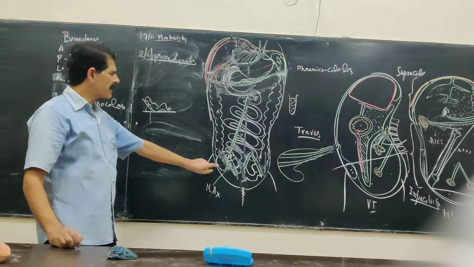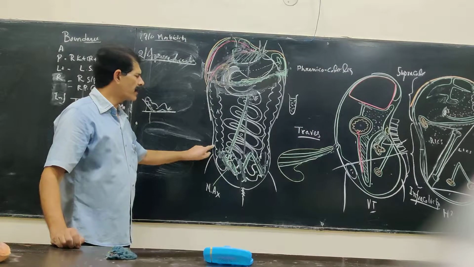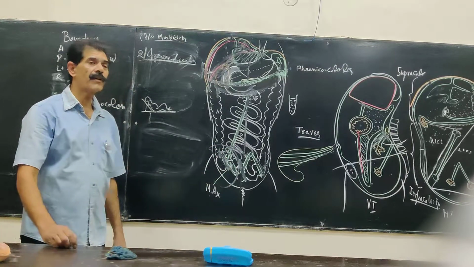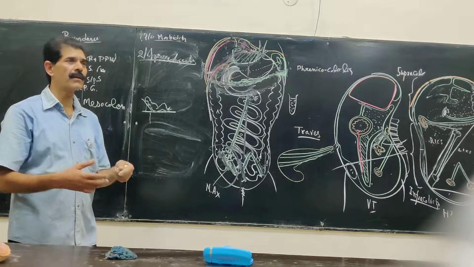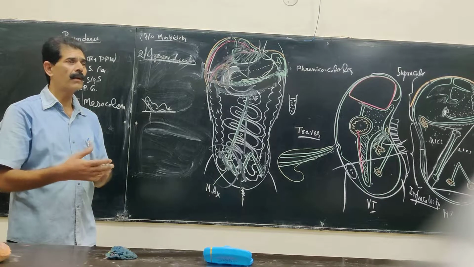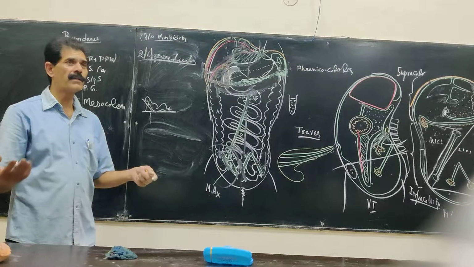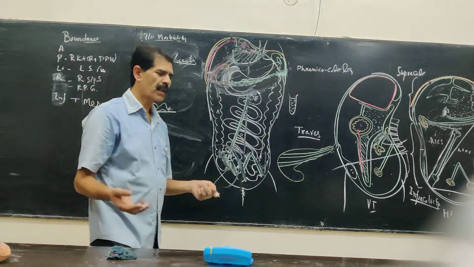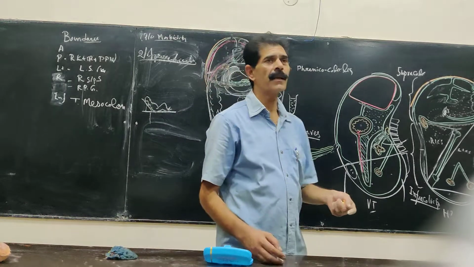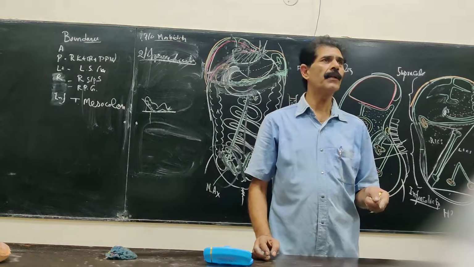So we know the appendix lies in the right iliac fossa or right inguinal region. It's a very painful condition. You may expect it anytime during travel in the bus, in the train, in the aeroplane, or standing in the mall. Anytime it can happen. There are so many reasons for appendicitis, and only one treatment.